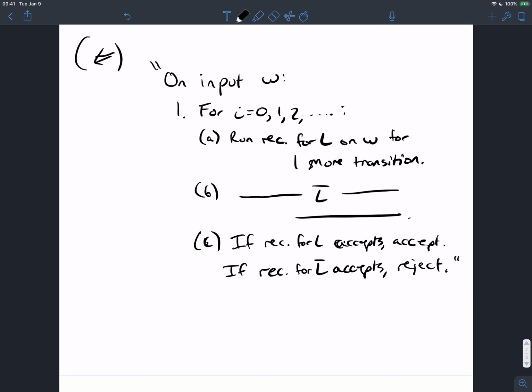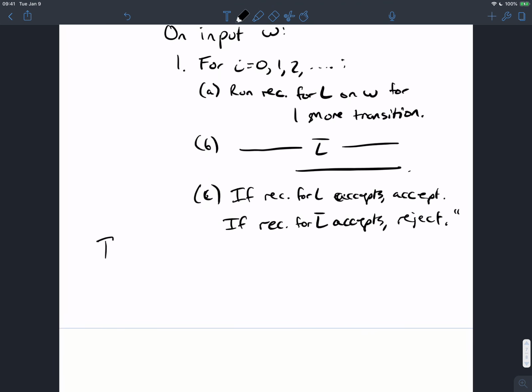Who spots an infinite loop? It looks like an infinite loop to me. 0, 1, 2. There's no upper limit on that. Can this run forever? Seems like it could. Why won't it? One of the machines will say yes at some point. It may take 1 trillion transitions, right? One of the machines, L or L bar, will say yes at some point. Oh, wait a second. If those machines take a finite amount of time to say yes, then we just figured out whether W is in L in a finite amount of time. So did we just make a decider?